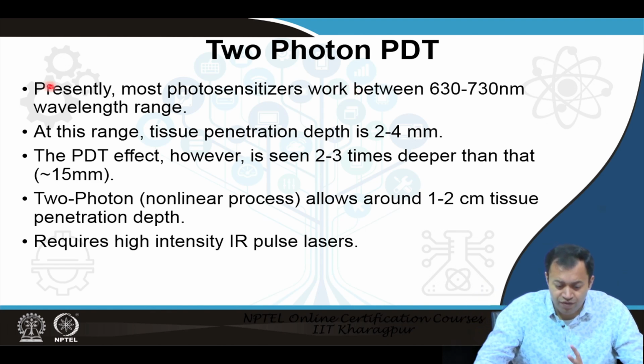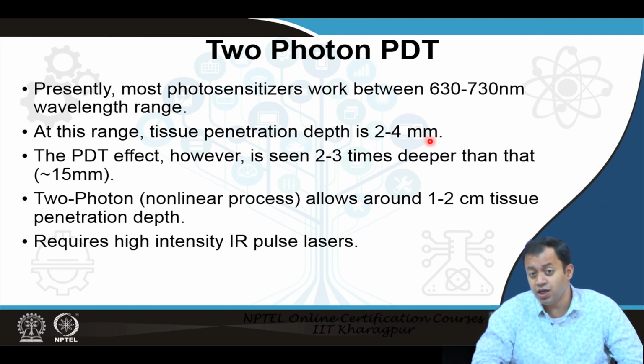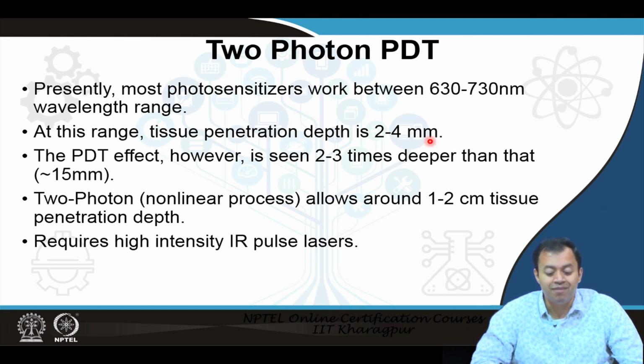Most photosensitizers work in this range, and here the laser penetration is 2 to 4 millimeter. You can increase the power or intensity of your laser, thereby increasing the depth, but that might generate heat in the surrounding areas and destroy healthy tissues. So, it basically defeats the purpose. The optimal intensity that presently works only allows it to go up to a depth of 2 to 4 millimeter, and that is pretty small.